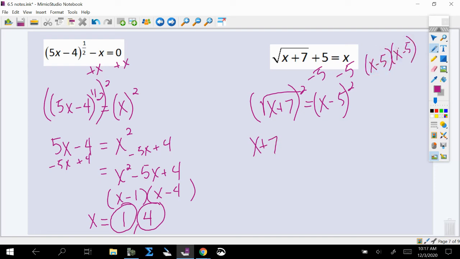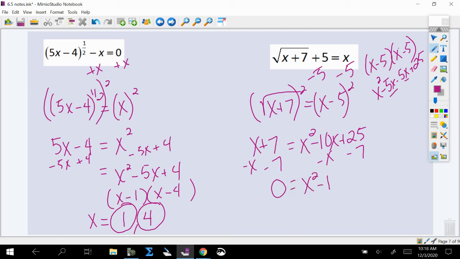You may be getting to the point where you can do a lot in your head, and that's fine. So I have x squared minus 5x minus another 5x plus 25, which ends up giving me x squared minus 10x plus 25. Bring everything on one side. So I end up with x squared minus 11x plus 18. So I need numbers that multiply to get 18 and add to get negative 11. So that's going to be a minus 2 and a minus 9. So my potential solutions are 2 and 9.